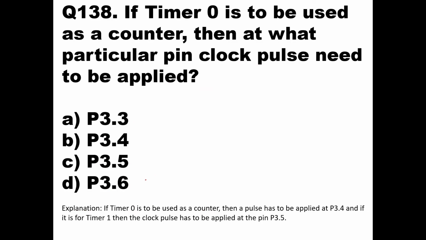Question number 138. If timer 0 is to be used as a counter, then on what particular pin does the clock pulse need to be applied? Okay, so if you want to use timer 0 as a counter, then a pulse has to be applied to P3.4, that is port 3.4, the fifth line of port 3. Okay, and if timer 1 has to be used as a counter, then you have to apply the clock to port 3 sixth bit, that is P3.5.